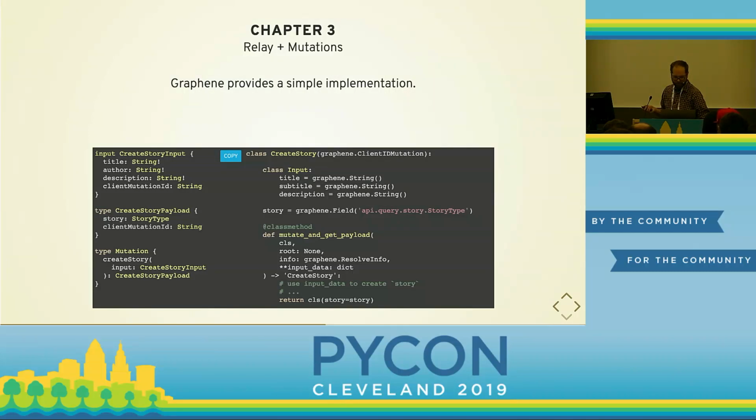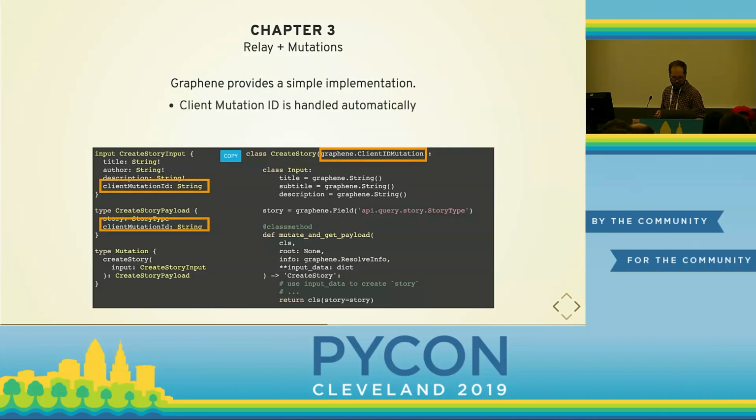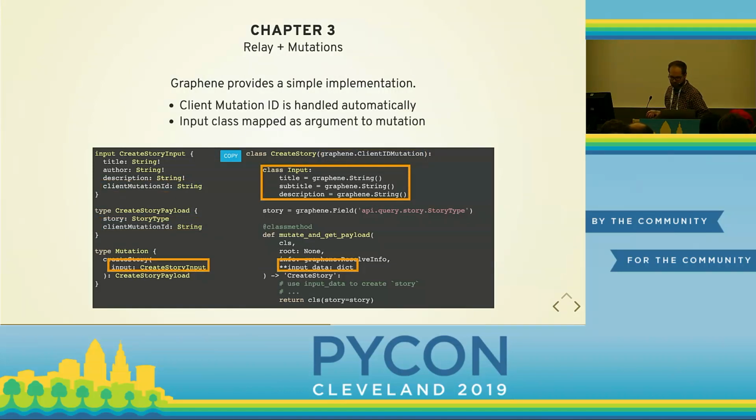In Graphene, the code is pretty simple. We just inherit from client mutation ID in Graphene, and we get this for free. The client mutation ID field is automatically added and sent back in the payload. We specify the input that's passed into the mutation in the inner Input class, with some fields that we want to send to the mutation. So title, subtitle, and description will be arguments that we can send to create a new story, and that will be sent to the keyword argument here, the input data.